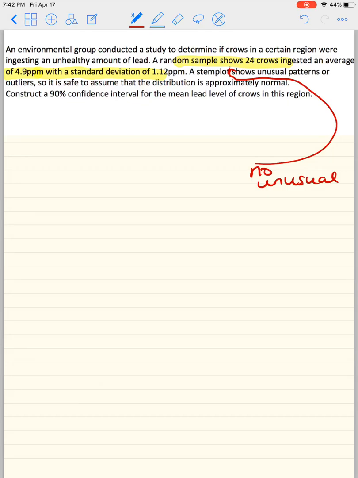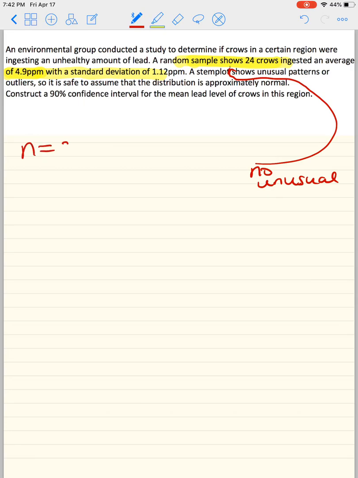Hey guys, let's try this next problem. An environmental group conducted a study to determine if crows in a certain region were ingesting an unhealthy amount of lead. A random sample of 24 crows ingested an average of 4.9 parts per million with a standard deviation of 1.12 parts per million of this lead. So let's just jot that down.